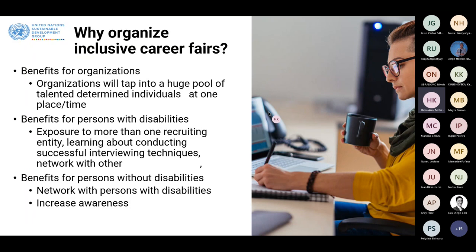The benefit for persons without disabilities is that they will increase their awareness about disability itself. As you know, when we increase exposure to persons with disabilities, that's when society's perspectives and perceptions are going to change, and public awareness is going to increase by building more and more networks and joint activities where persons with disabilities and persons without disabilities participate equally.